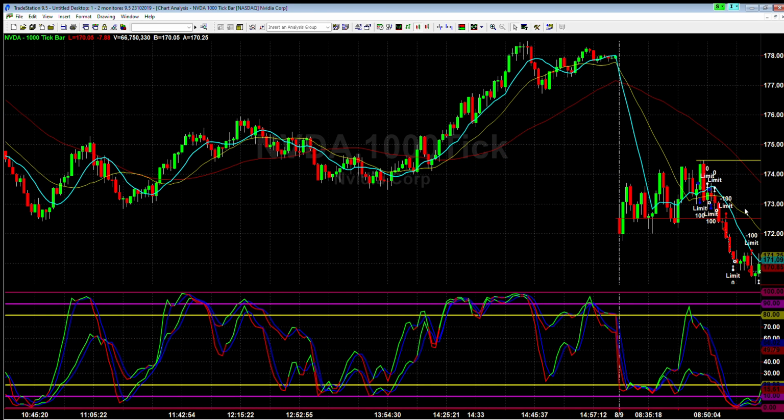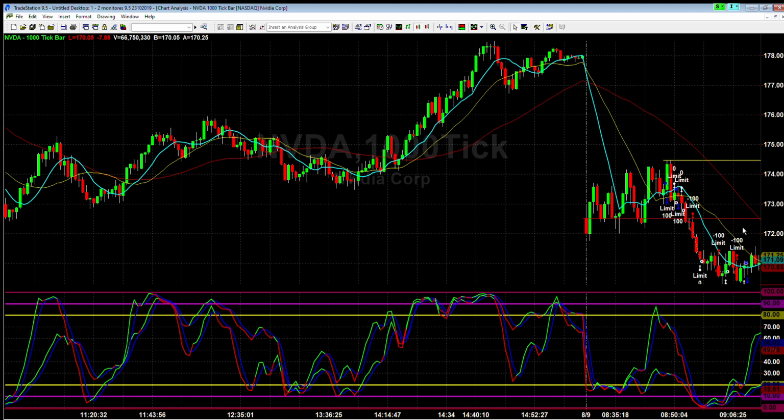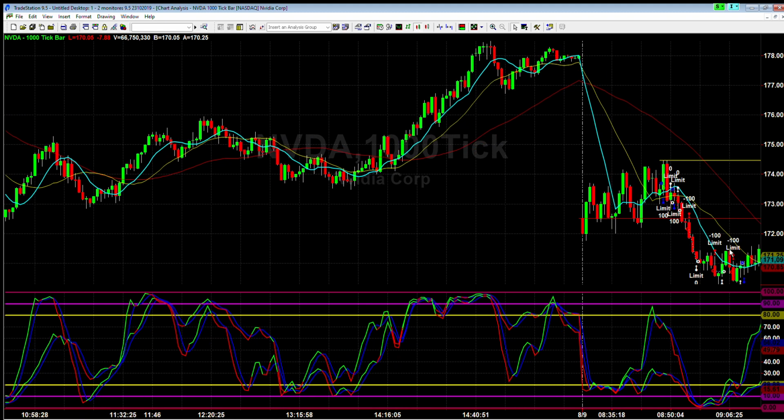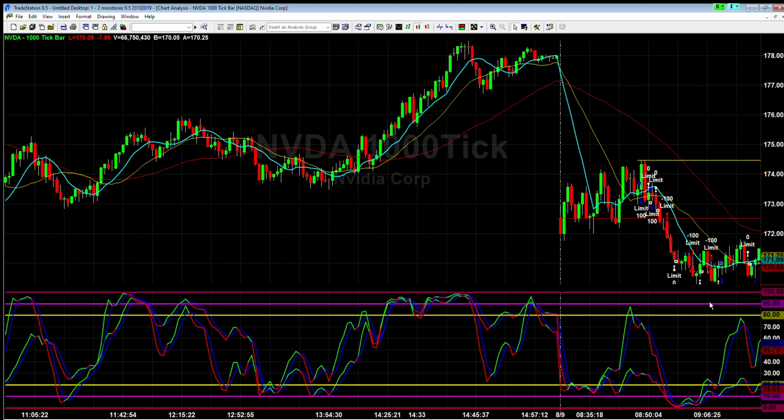Then I waited and I took this. That was the last one. So then I saw this setup. The stochastics were looking good. I saw this setup as well, so I decided to enter in a long trend. I bought 100 shares of NVIDIA, and it went actually through here.